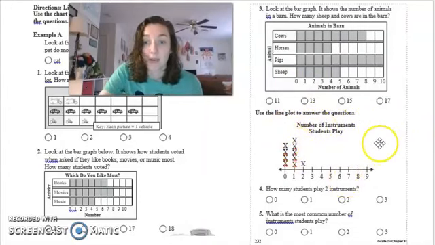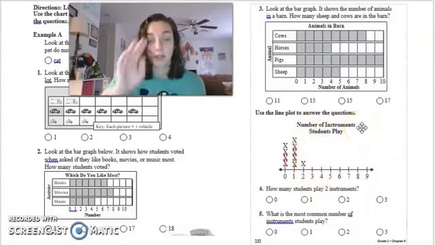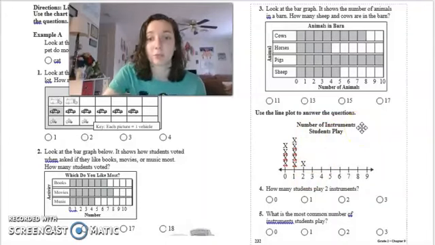First I want to look at it before I even ask the questions. I want to see what it's telling me. It's showing me the number of instruments students play. So now I know that this graph is showing me the number of instruments that students play.